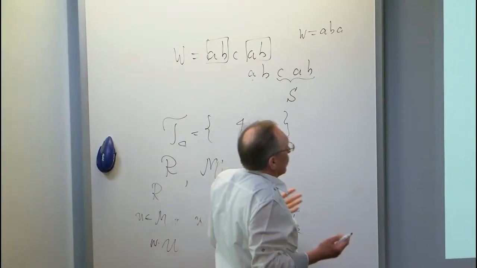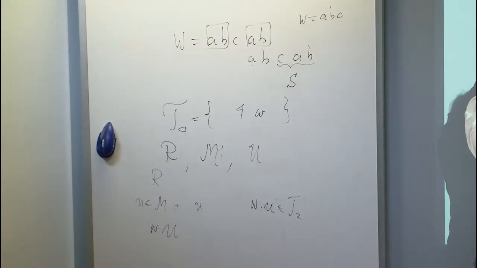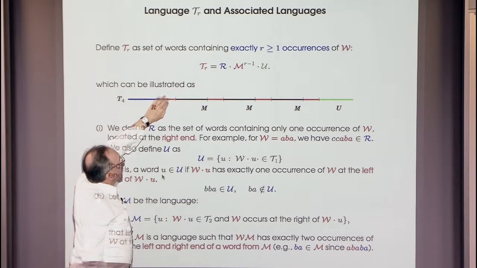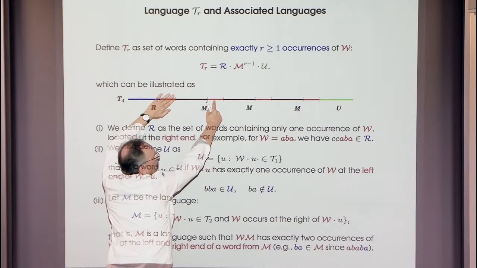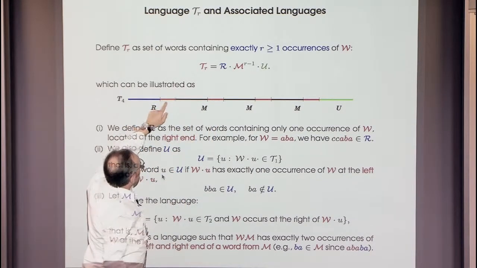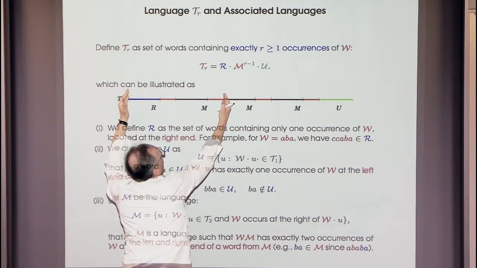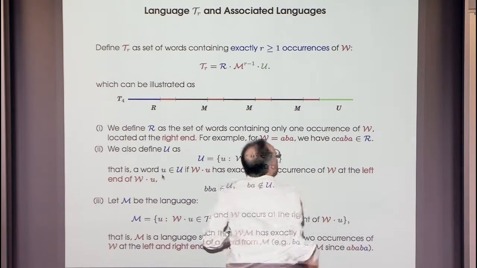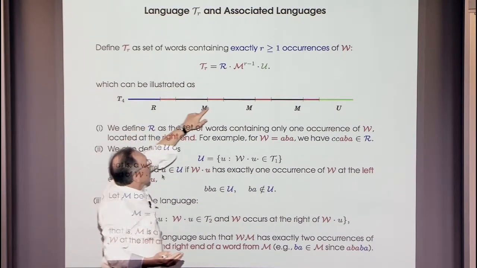So look what I can do right now. How can I create a language with 4 occurrences? I take a word from language R. It has exactly 1 occurrence of W here. Then I take a word from language M. It has occurrences at the end, but if I concatenate the word W from previous R, I have exactly 2. I know that up to here, I have exactly 2 occurrences of W. Then I take another language M, and finish with U. Let's count. How many occurrences do I have? 1, 2, 3, 4.